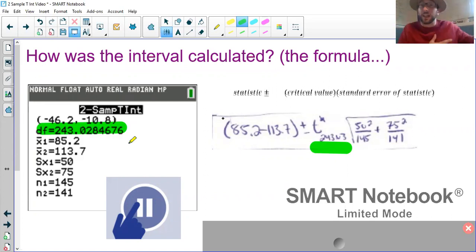Going back to last week's video about the T distribution, I could use inverse T to figure out that T star, but I'm not going to find 243.03 in my T table. I'm probably not going to find 243 either. All right. Next up, we should probably know we got to interpret this interval.